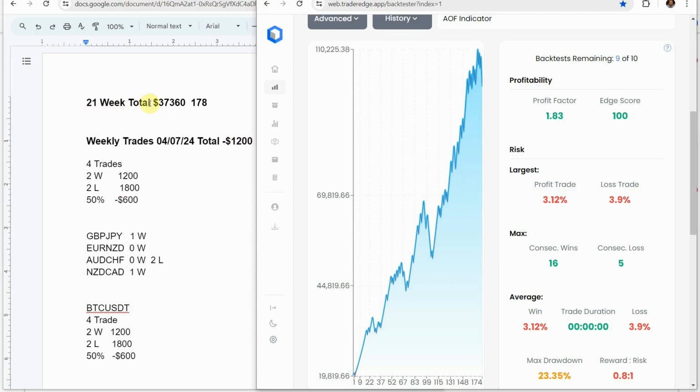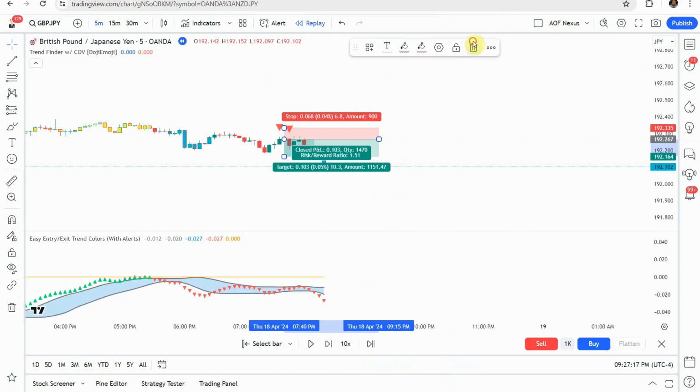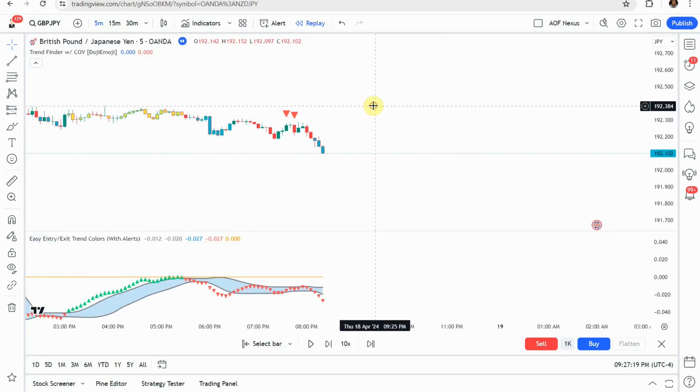Had the 21-week total, now we would have been up $37,360 over 178 trades. And you can see more stats on the strategy here, and you can see the growth of the equity there. So really good stuff from the Academy of Forex indicator. All right, that's it for this strategy here. We're going to put this one on the no list, and we'll move on to the next video from here.